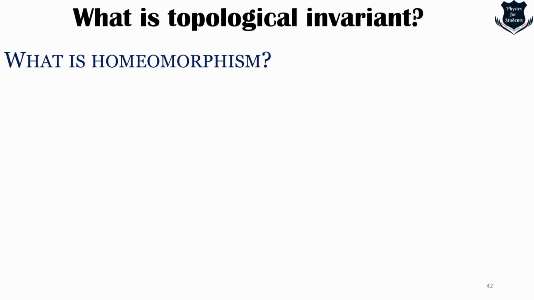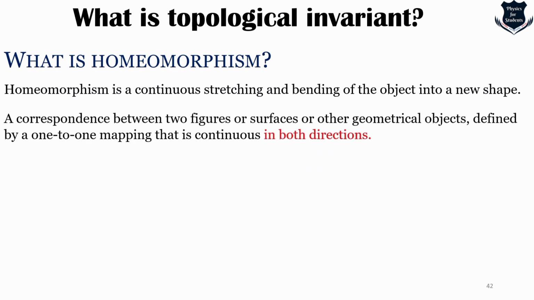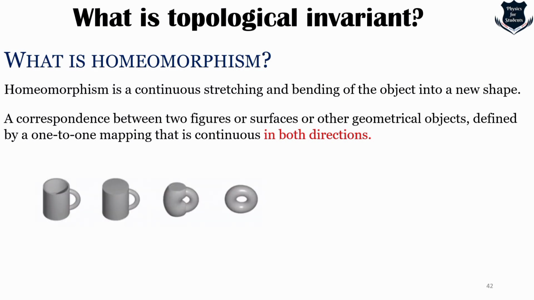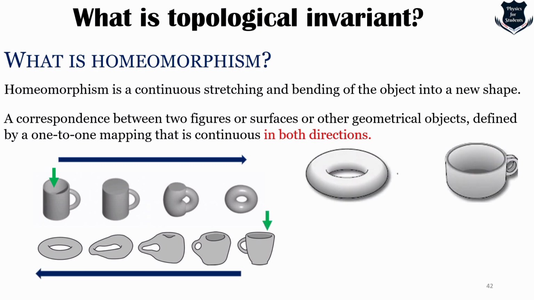So let me show you further examples. So homeomorphism is a continuous stretching and bending of objects. It is a correspondence between two figures defined by a one-to-one mapping that is continuous in both directions. Now you see, if I throw this arrow in this direction with this green one, it shows that the coffee cup turns into a donut, that is the function, and when it moves from the donut back to the coffee cup, that is the inverse of the function.